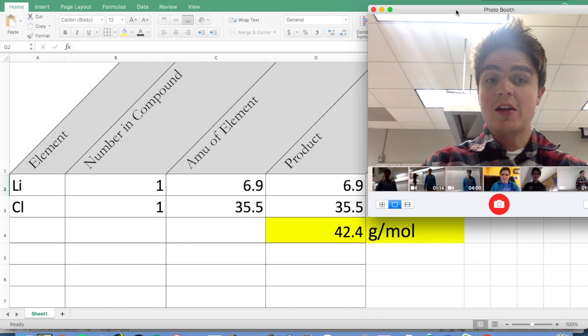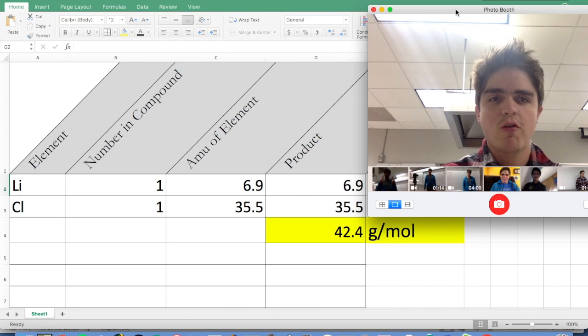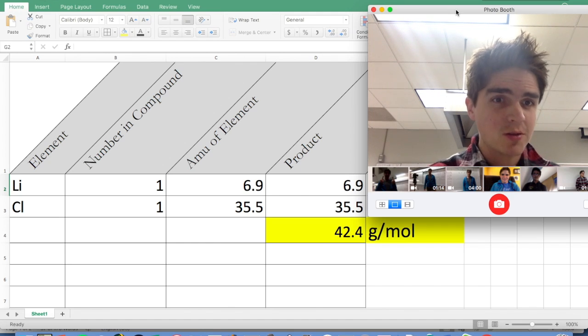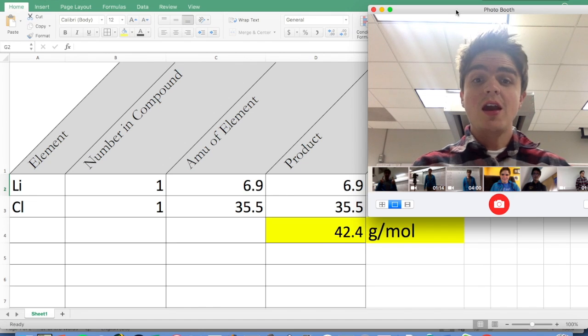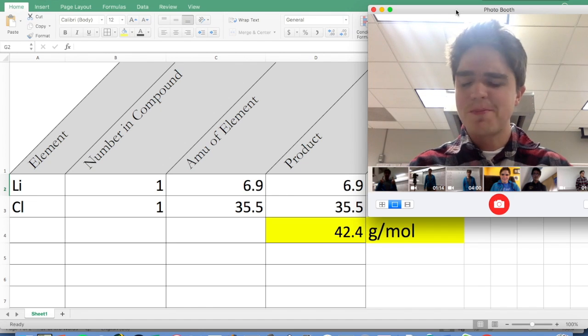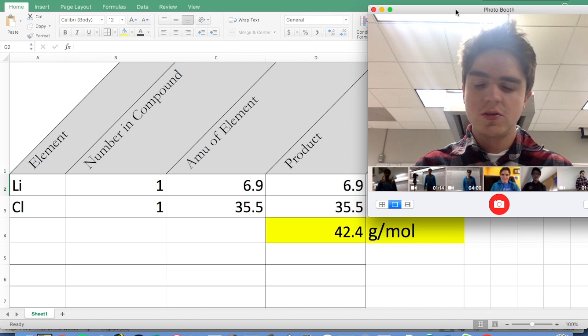This is what you should have gotten for the molar mass of lithium chloride. You should have gotten 42.4 grams per mole. And make sure you put the grams per mole, otherwise, again, I'm going to take off half a point, and this is going to be a lot harder later on. And again, these are pretty easy because they're set up to have 1-to-1 ratios. Okay, let's make this a little harder.